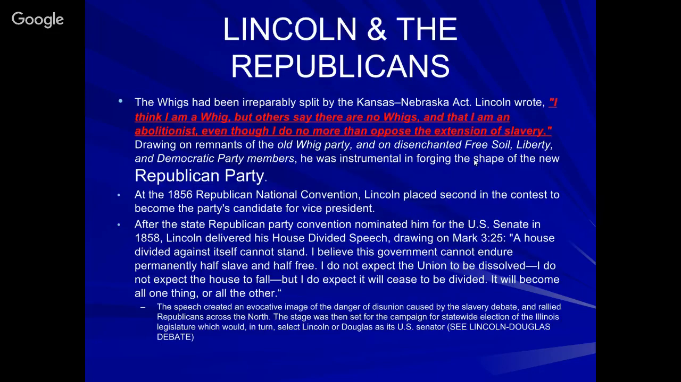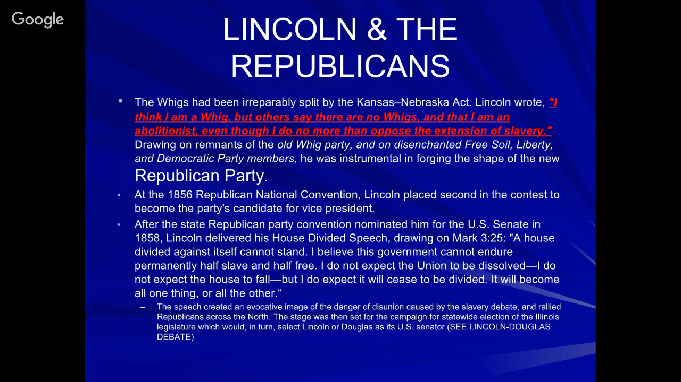Okay. Now, the Whigs had been irreparably split by the Kansas-Nebraska Act. Lincoln wrote, "I think I am a Whig, but others say there are no Whigs, and that I am an abolitionist, even though I do no more than oppose the extension of slavery." And drawing on remnants of the old Whig Party and on the disenchanted Free Soil, Liberty, and Democratic Party members, he was instrumental in forging the shape of the new Republican Party. Okay, so he was labeled by his opponents as many things.